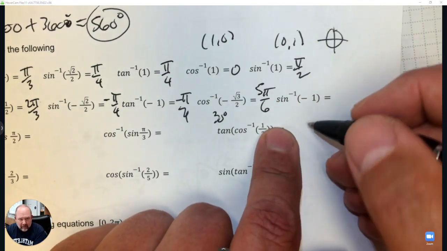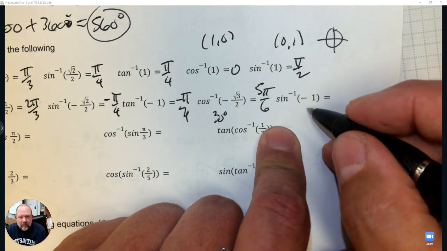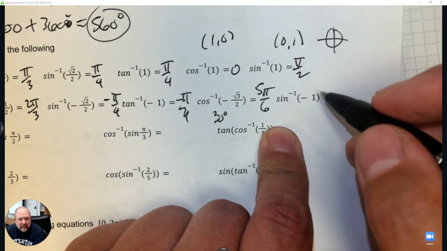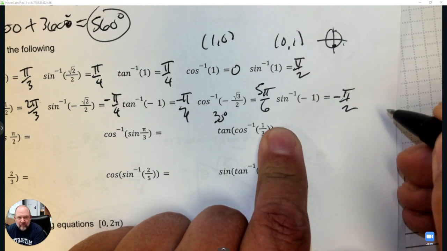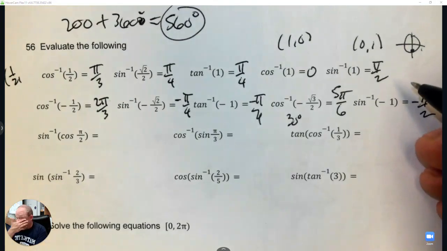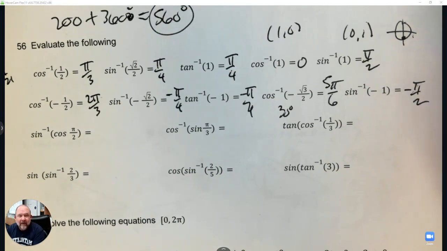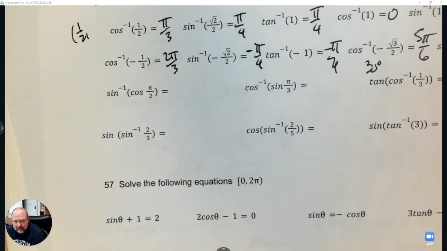Here again, it's just a point on the axes. So negative 1 means (0, -1), which is at the bottom. So it's the negative angle that gets to the bottom, that's negative pi over 2. Cosine is the second quadrant, but tangent and inverse sine, you have to write as a negative angle.